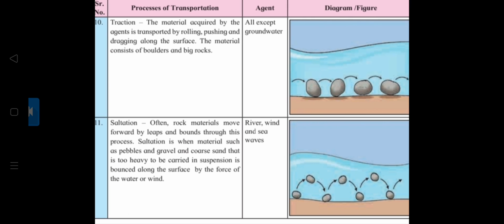There are two processes of transportation here. The first one is traction, where the material is transported in different ways, rolling, pushing and dragging, and it consists of big rocks and boulders. Then the next one is saltation. Here rock materials move forward by leaps and bounds, where pebbles, gravel and sand too heavy to be carried are bounced along the surface by the force of water or wind.